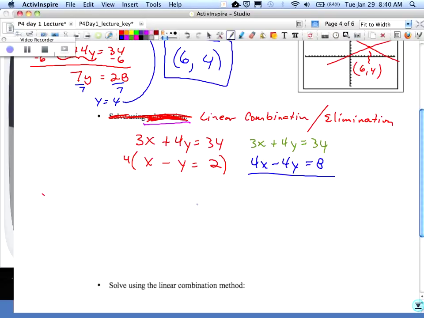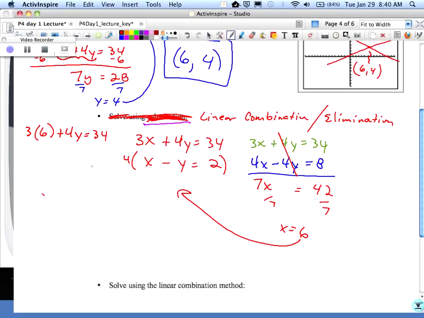So 3x and 4x is 7x, 34 and 8 is 42, divide by 7, x is 6. Bring that back to one of your originals, so we could go 3 times, instead of x, I can put 6. And then we solve this. 3 times 6 is 18, so when I subtract 18 on both sides, what does that give me? 16. Divide by 4. So I still get my 6 and 4.